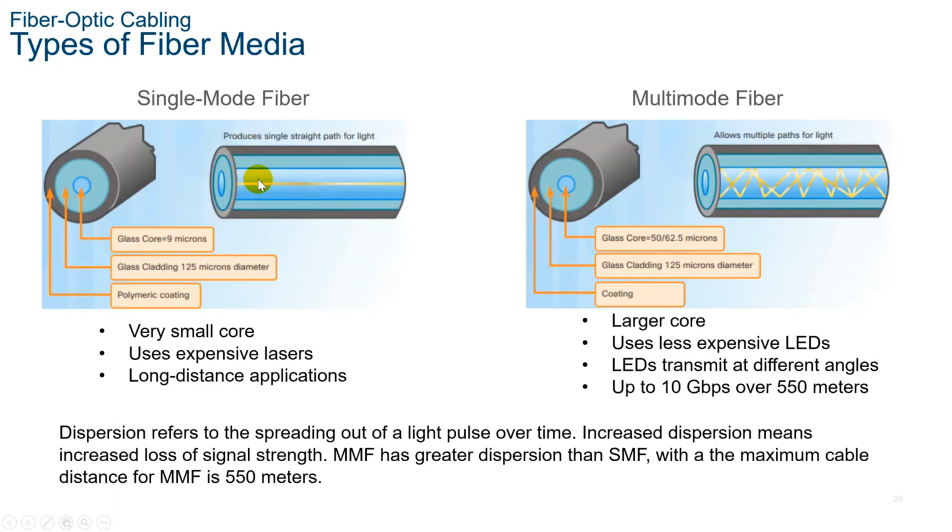So dispersion refers to the spread out of light pulses over time. So increased dispersion means increased loss of signal strength. The multi-mode fiber has a greater dispersion than the single-mode fiber. That is why the multi-mode fiber can only travel up to 500 meters before signal loss. Okay?